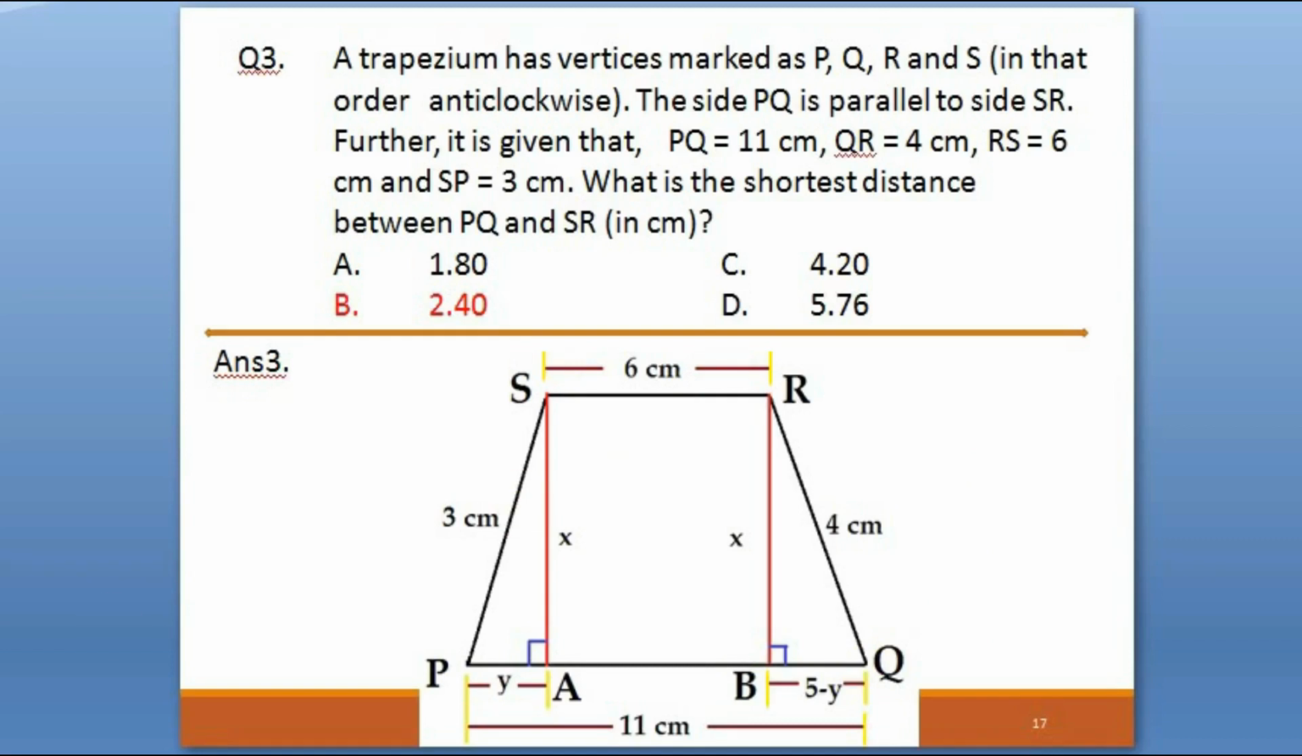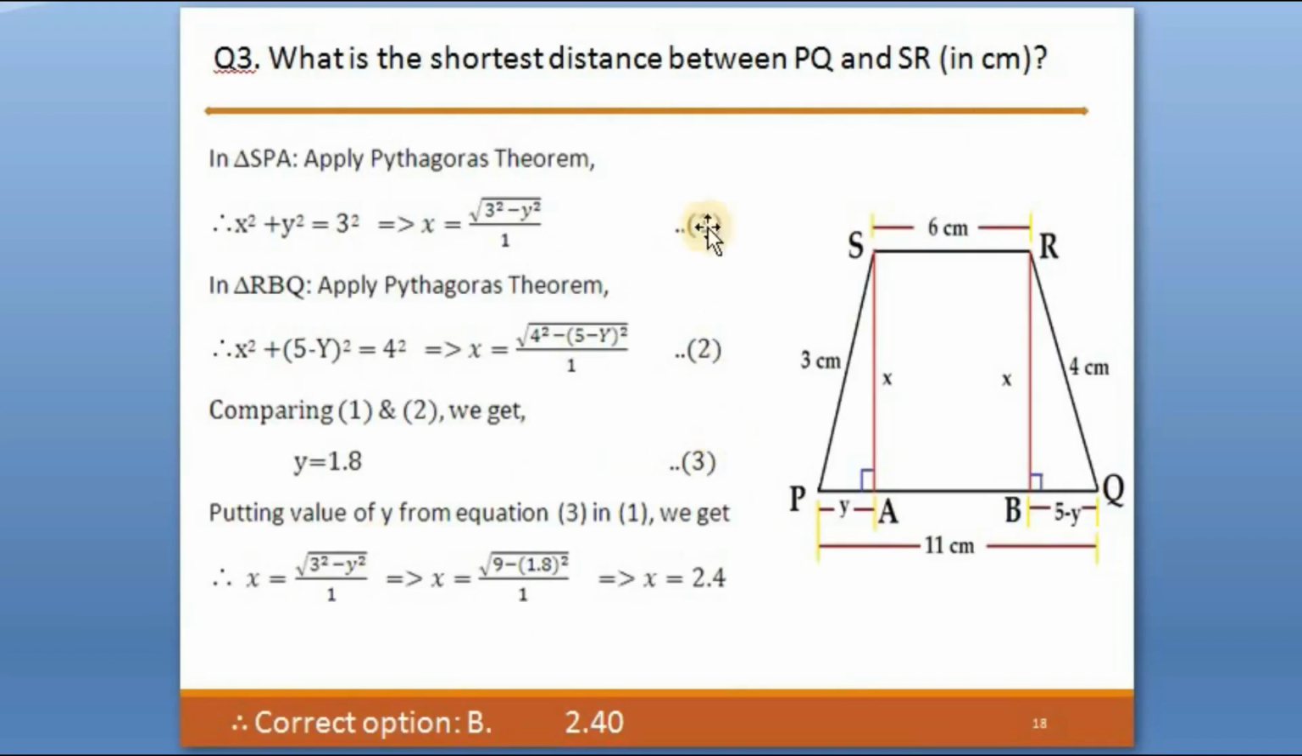See here. First of all, in triangle SPA, this is a right angle triangle, so we can apply the Pythagoras theorem here. The Pythagorean theorem is basically perpendicular square plus base square is equal to hypotenuse square. So perpendicular is x square, base is y square, and hypotenuse is 3 square. So from here we get the value of x as the square root of 3 square minus y square, because this hypotenuse is given as 3.